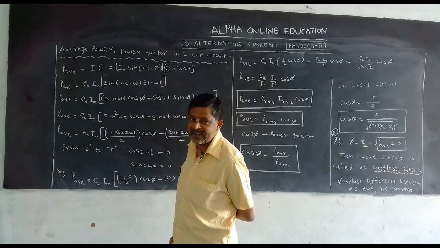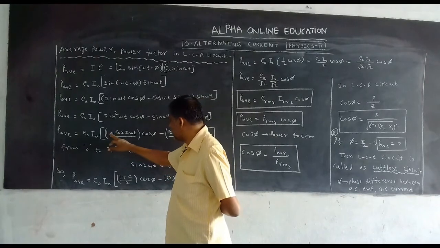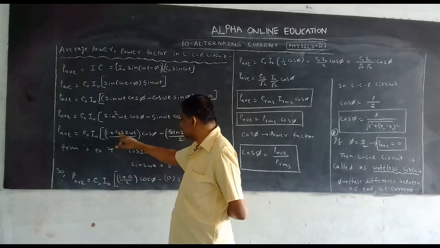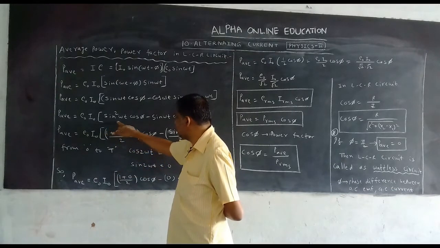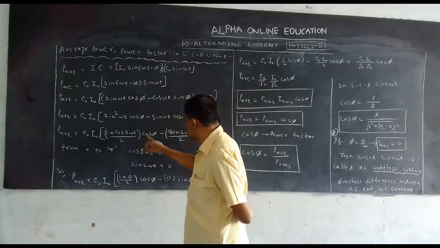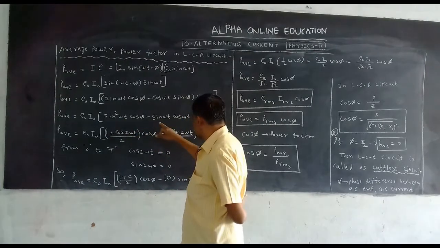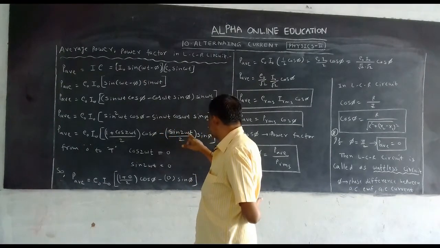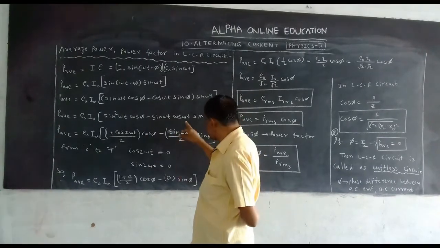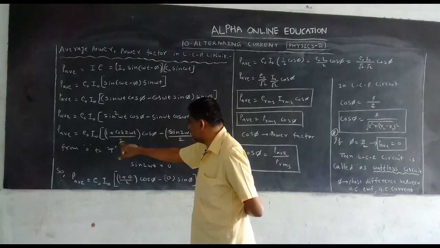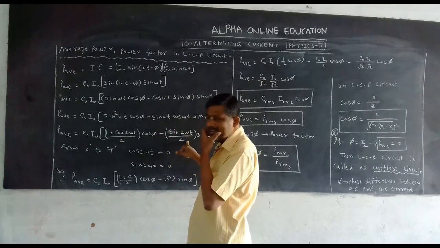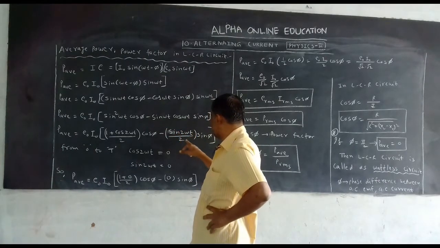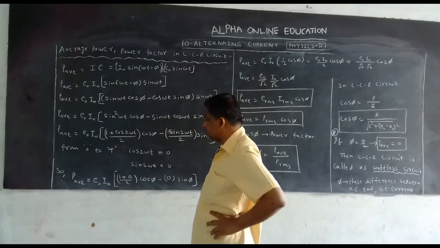We know the value of sin square omega t. How can we write sin square omega t? It is (1 plus cos 2 omega t) by 2. That is the sin square omega t value. Cos phi is taken here as this. Now sin omega t into cos omega t is, by another formula in trigonometry, sin 2 omega t by 2, as usual with sin phi.